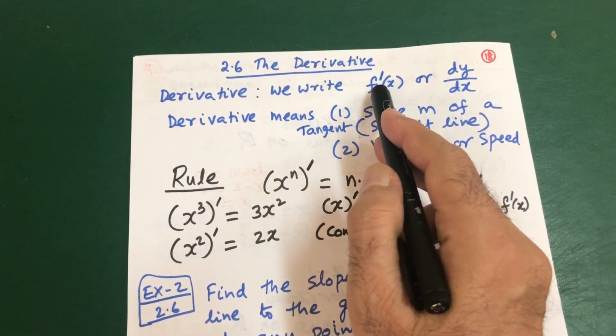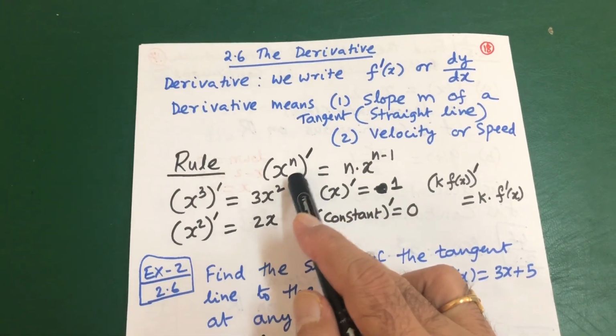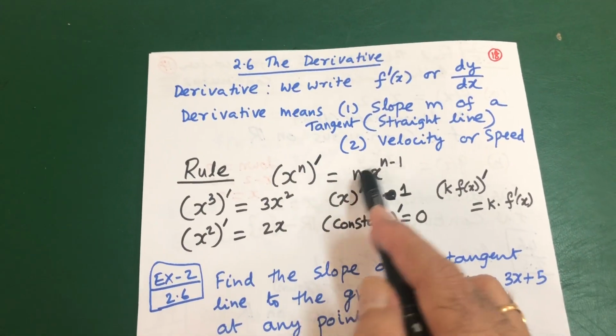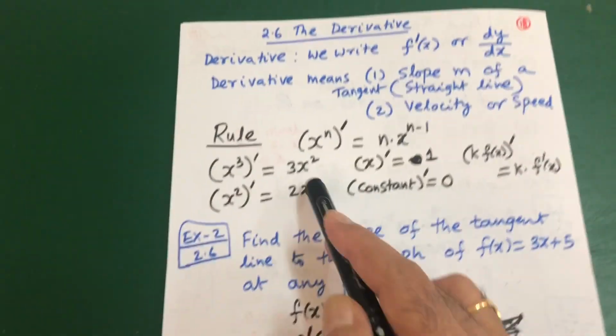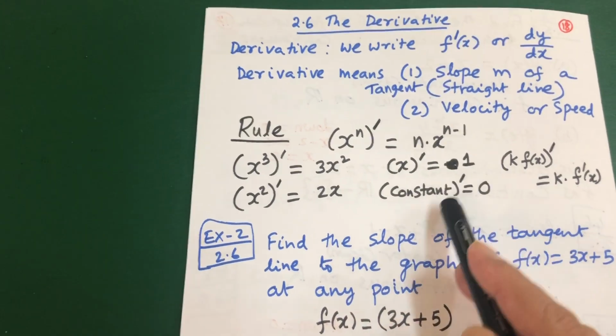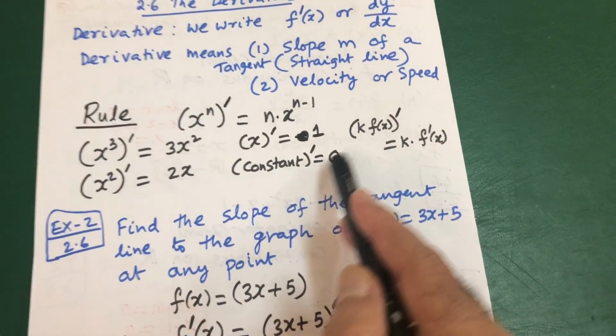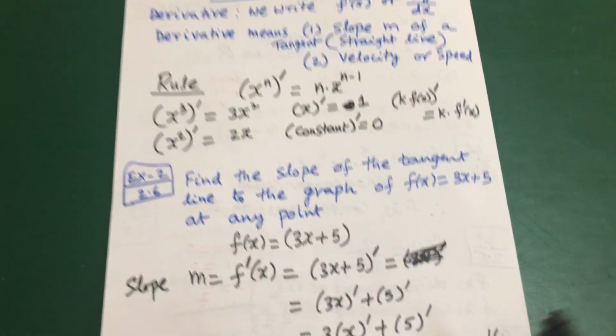So friends, before I close the module, let me repeat. Derivative means dash. You can write f dash x or dy by dx. And here is the formula: the derivative of x power n is n x power n minus 1. Remember the derivative of x cubed is 3x squared, x squared is 2x, and x is 1. If there is only a constant, the derivative is 0. If there is x with a constant, the constant will not participate in the derivative. Let us do one more problem.